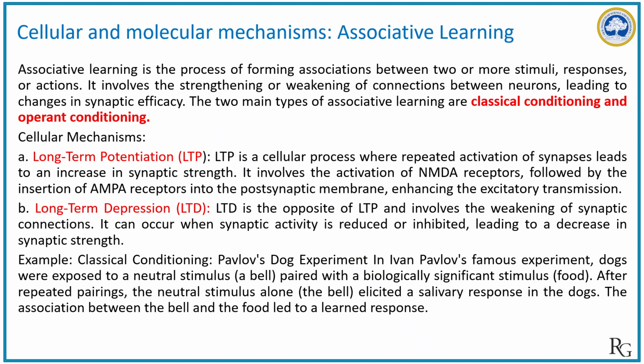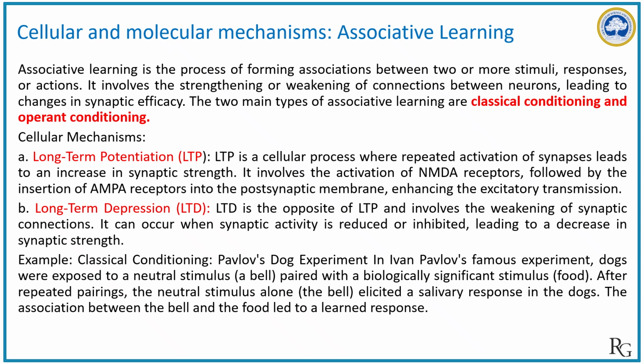Now that we have discussed the basic forms of learning, let's look at the cellular and molecular mechanisms that make learning possible. These mechanisms actually allow the brain to adapt and change in response to experience and stimuli. So basically we can divide learning into associative and non-associative learning. In associative learning, it involves forming connections between two or more stimuli for a response or action. The most common examples, as we know, are classical and operant conditioning.